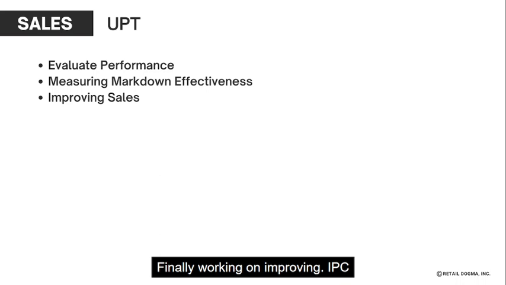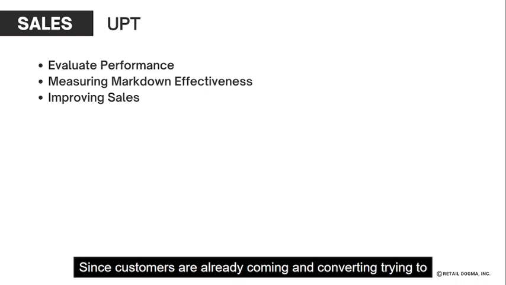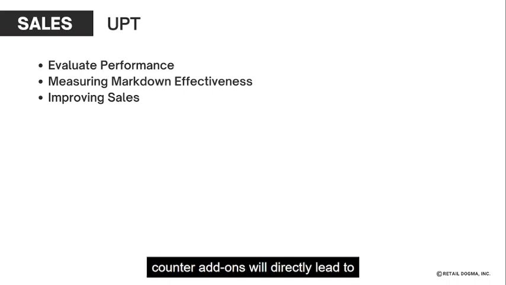Finally, working on improving IPC is one way to improve sales at the store. Since customers are already coming and converting, trying to push more items to the transaction, for example using cash counter add-ons, will directly lead to sales increase.